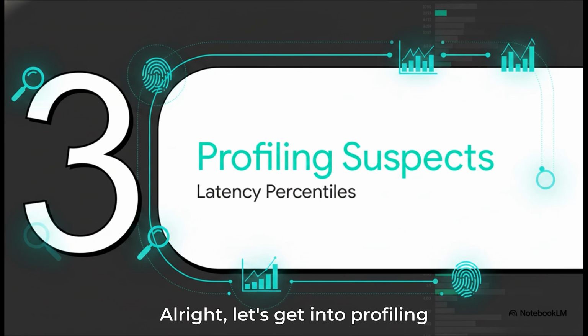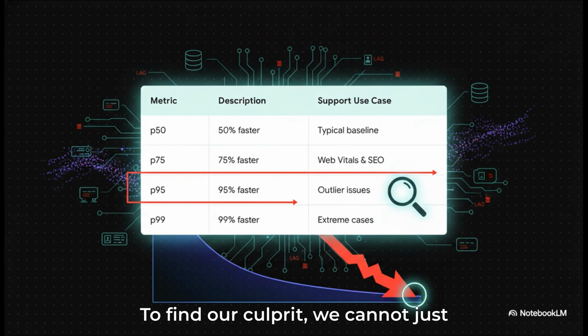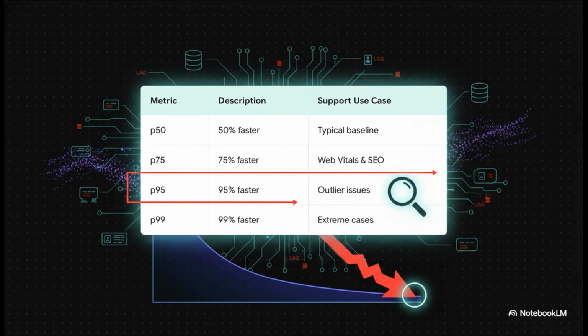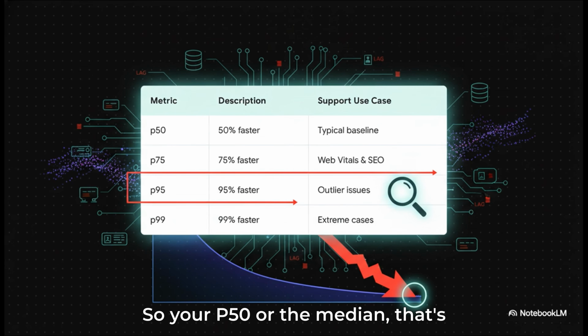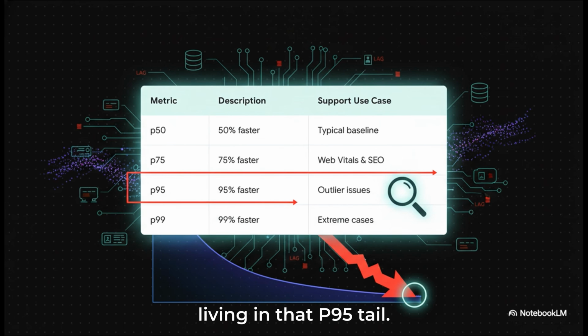All right, let's get into profiling the suspects with latency percentiles. Here's the thing. To find our culprit, we cannot just look at average response times. Averages lie. They completely obscure the experiences of users at the margins. You need statistics here. So your P50, or the median, that's your typical user baseline. P75 is the gold standard for core web vitals. But for hunting down a sluggish checkout, you absolutely want the P95 metric. That's the key. It focuses all our attention squarely on that agonizing tail of the distribution, the slowest 5% of outlier experiences. And believe me, when a user complains, they're almost definitely living in that P95 tail.